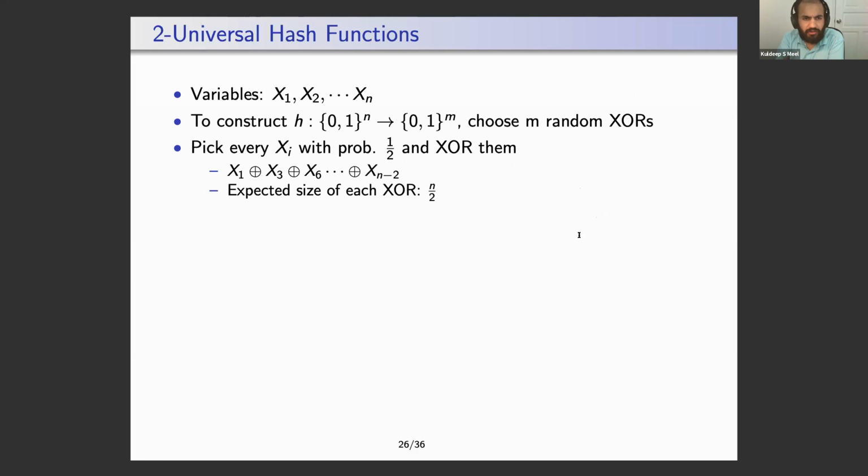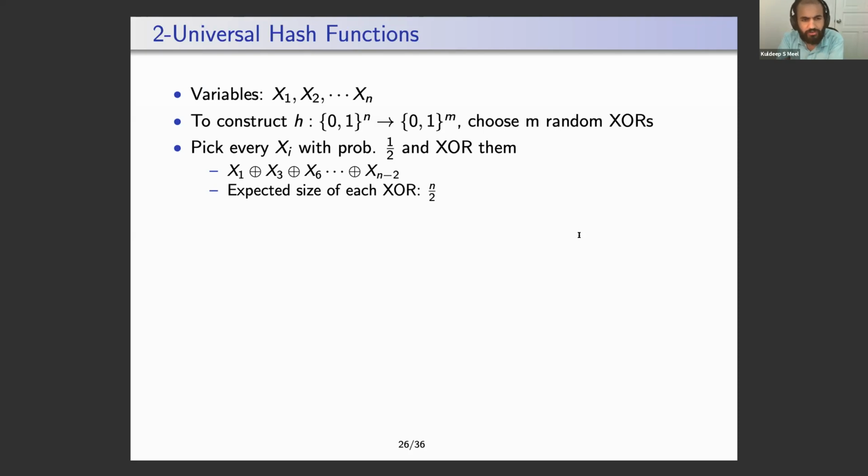Where are these universal hash functions? Let me give you a standard construction of these universal hash functions. Let's say we have variables x1 to xn. We want to construct a hash function over the space from {0,1}^n to {0,1}^m. To do that, we choose m random XORs.